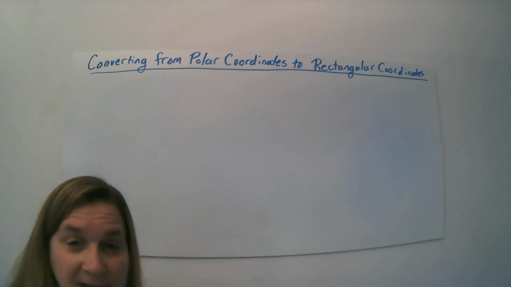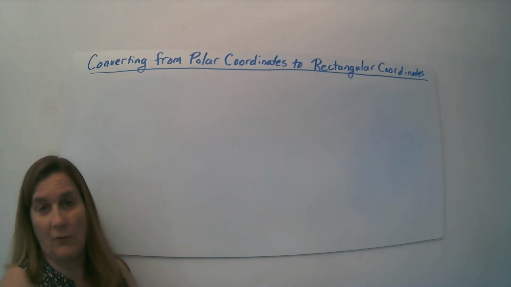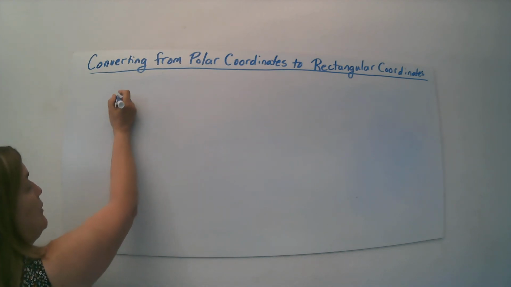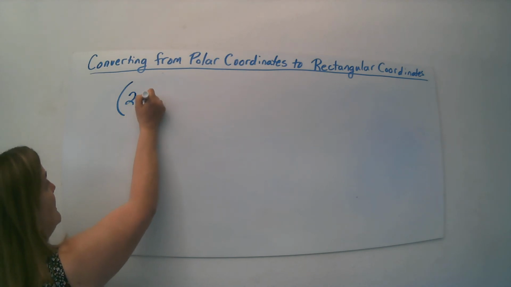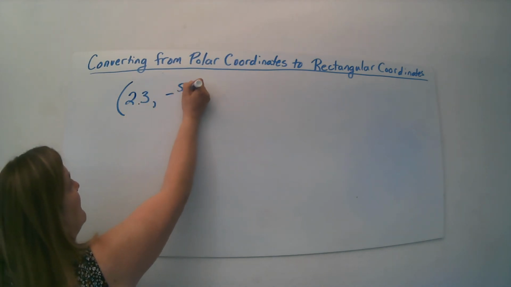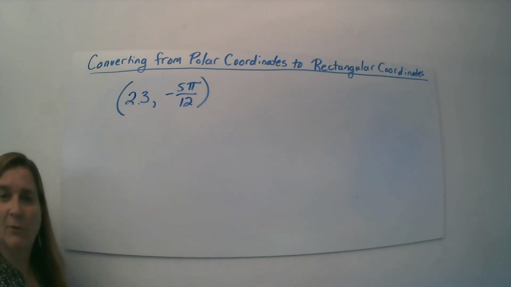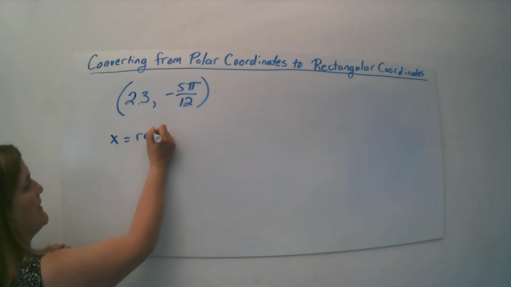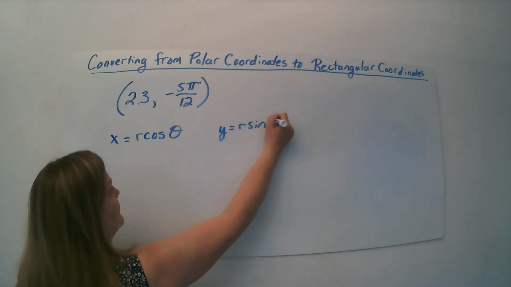So the question is the same, to write the point with rectangular coordinates, and let's just make it look like this. So here it is in polar coordinates. We'll make it 2.3 and negative 5 pi over 12. And our goal is to rewrite this with rectangular coordinates, but again, we know those formulas, so let's just jot them down. X equals r cosine theta, and y equals r sine theta.